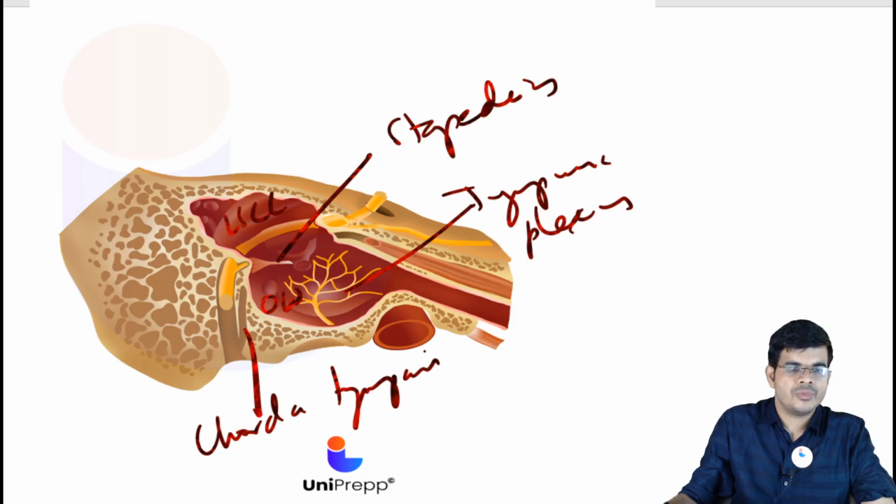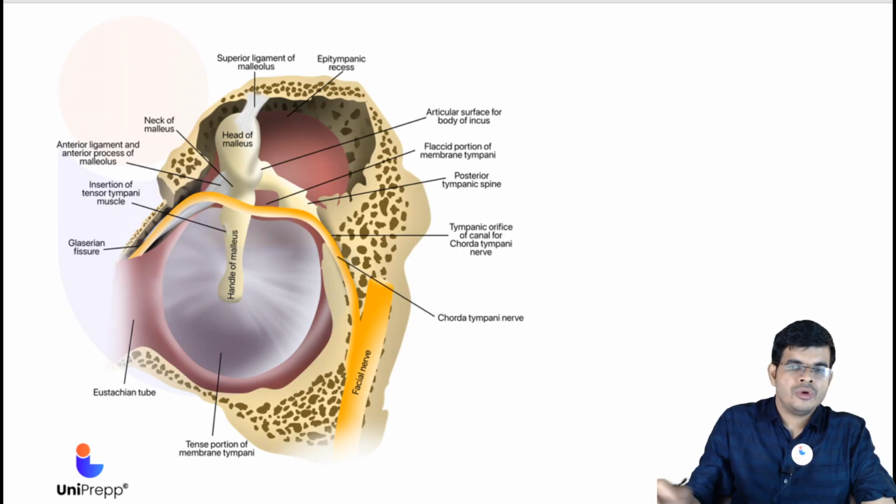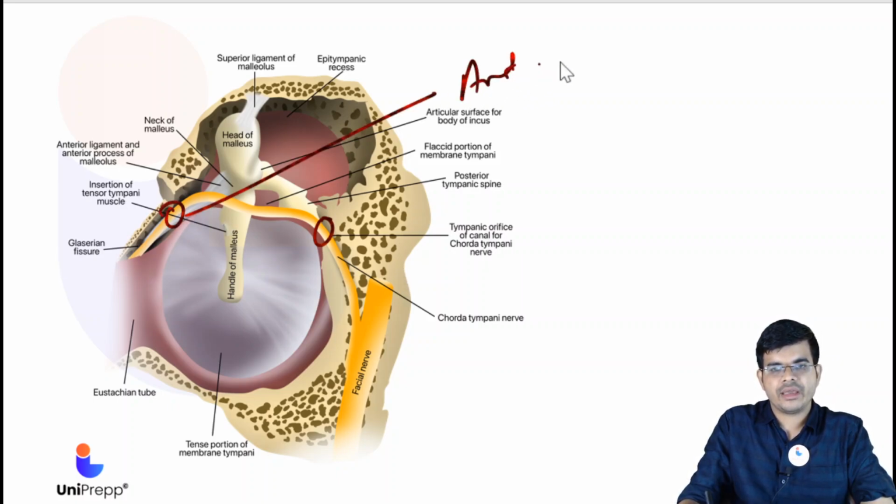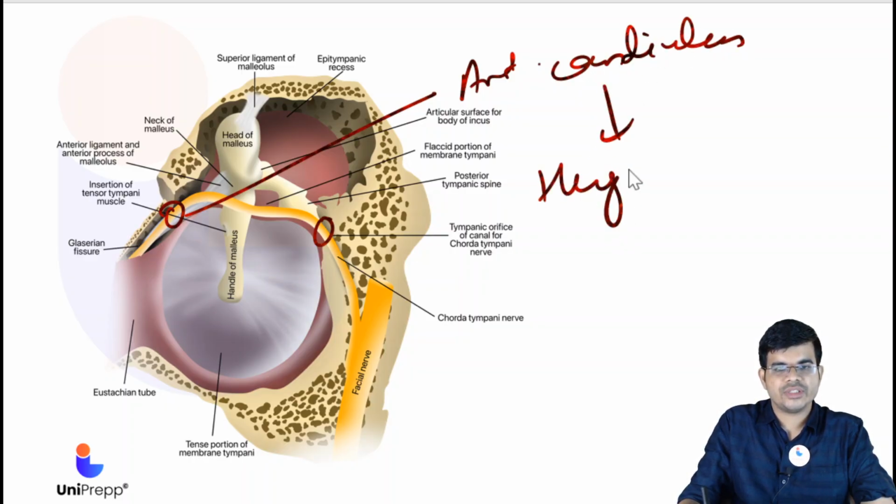So here you can see how the chorda tympani goes through the middle ear cavity. It enters through the posterior canaliculus, then goes through the middle ear cavity between the handle of malleus and the incus, and then goes between the middle fibrous layer and inner mucosal layer of the pars flaccida, comes out through the anterior canaliculus or the canal of Huguier, which is a part of the petrotympanic fissure or Glaserian fissure. Okay, so here you have the anterior canaliculus. This is also known as Huguier's canal.